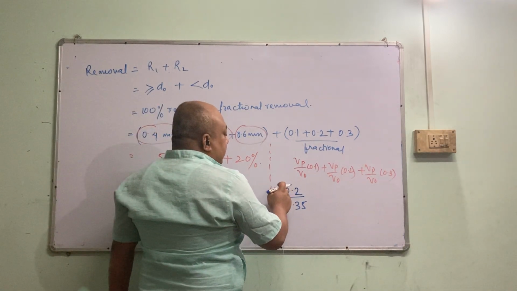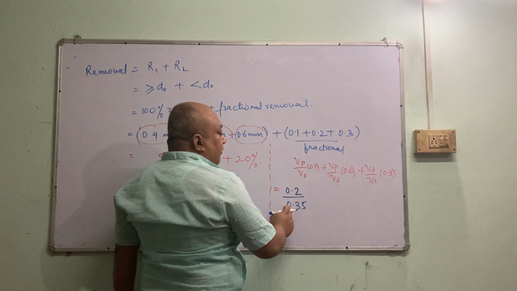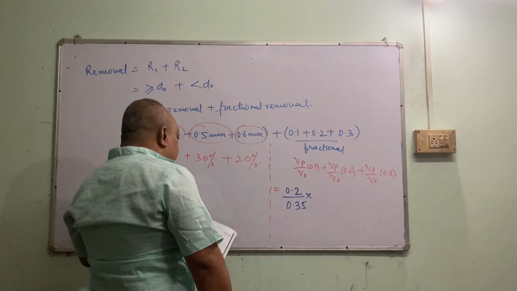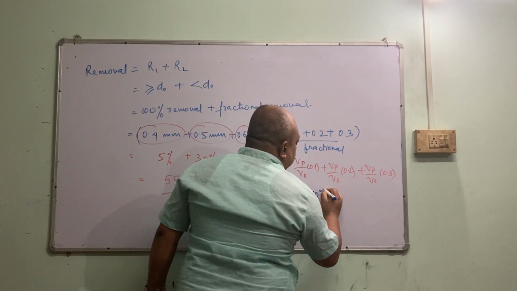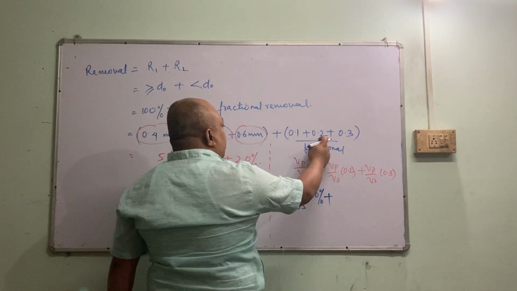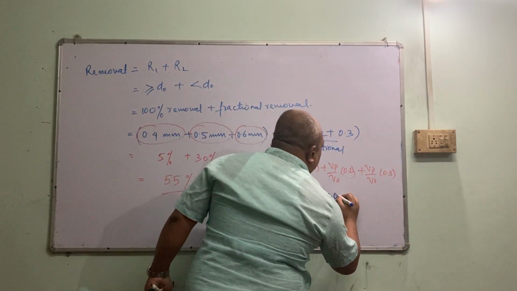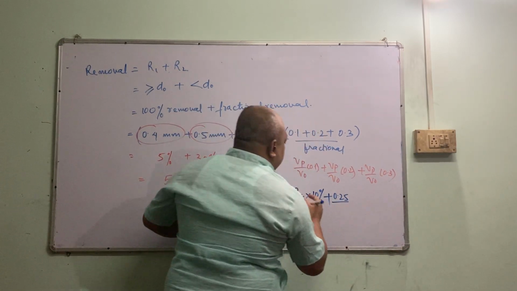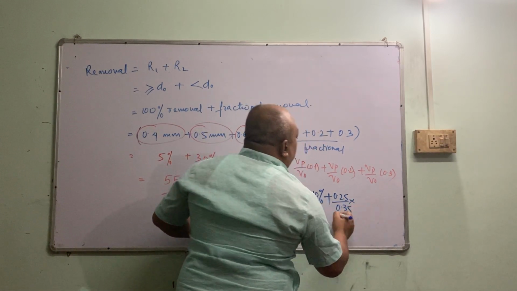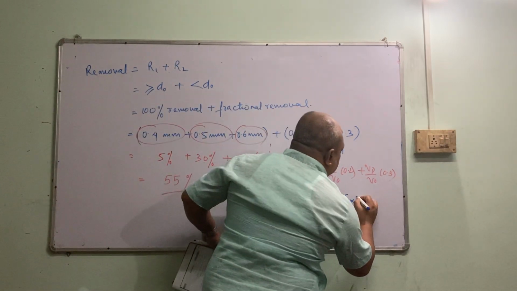And that means the ratio of the settling velocity of the particle to the designed settling velocity, into how many percentage it is removed? It is removed 10%. Plus, the settling velocity of 0.2 mm is 0.25 divided by the same V0, 0.35. How many percentage of 0.2 mm is there? There is 20%.